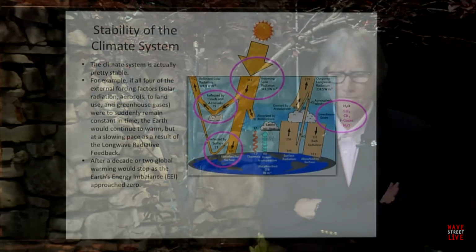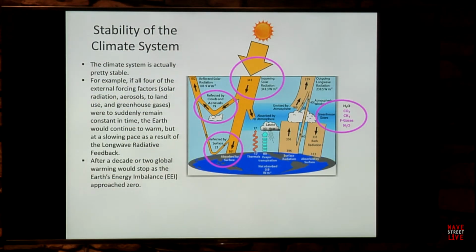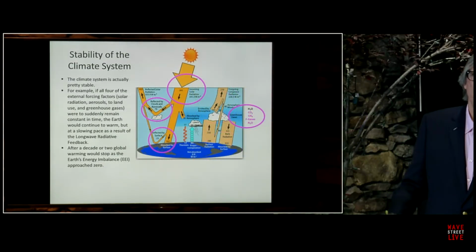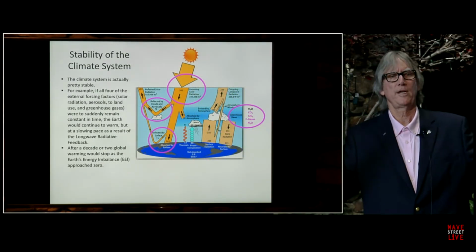Well, without the effect of this negative feedback here, we'd be there right now, which would be really bad. So it turns out this system is actually pretty stable. And for example, if all 4 of the external forcing factors we learned about, the solar radiation, the aerosols, greenhouse gases, land use, were suddenly to remain constant in time. So we had a magic wand here. We waved that magic wand, and all these external forcing factors remain constant in time.